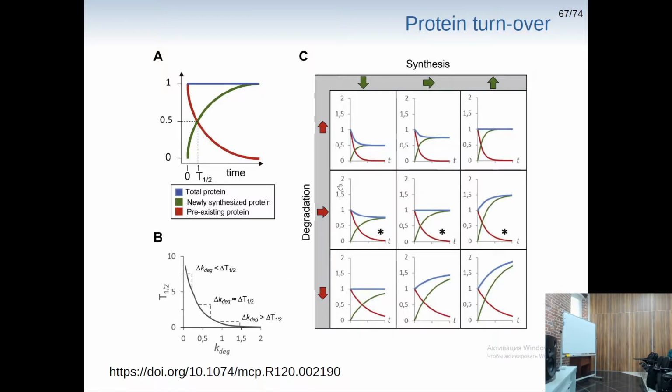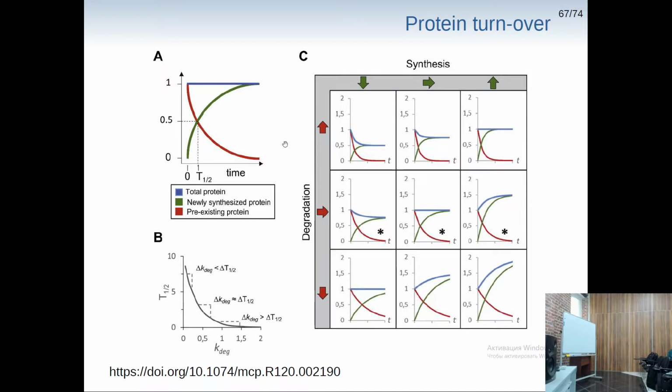So the green one is newly synthesized protein, the red one is pre-existing protein, and the blue line is the total protein. Here we have some time, because it couldn't be instantly changed by the cell. The cell has to synthesize this protein, and it will take some time. And here we have, as always in physics, some process which tries to get to some value but never reaches it. We use the half-life of this protein, for instance, and here the half-life of reaching this point.